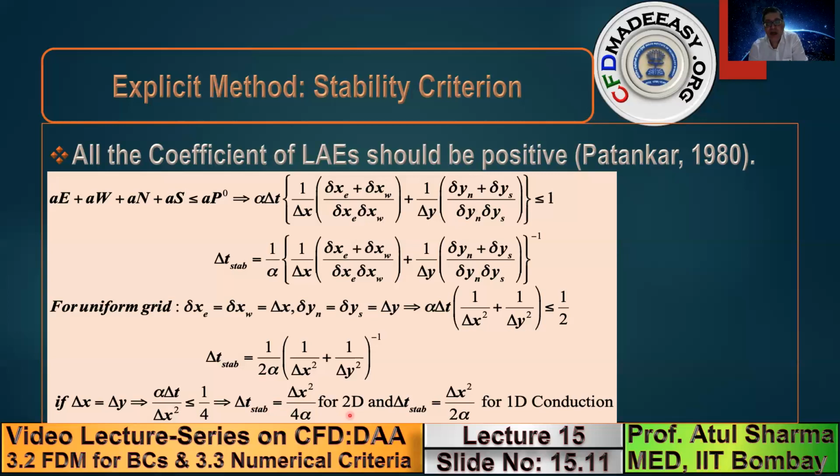So when we are developing a computer program for an explicit method, note that we don't choose delta T arbitrarily. First, once we do the grid generation, we know the delta x and delta y, and we use these formulas to determine the maximum delta T that we can use. Otherwise, if we use a larger value, our solution will diverge.